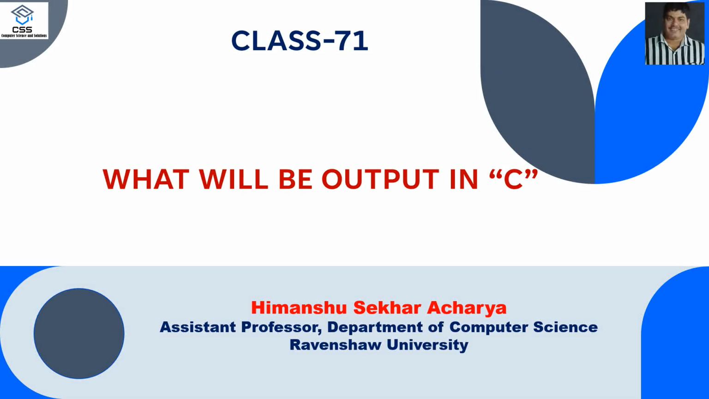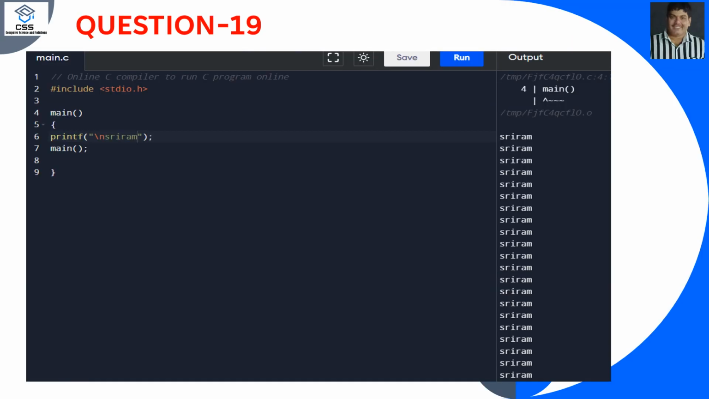In today's class, we are going to discuss a few problems related to different chapters in C. And again, what will be the output questions? First, question number 19, because previously 18 questions we have discussed. In today's session, we are going to discuss 5 to 7 questions.